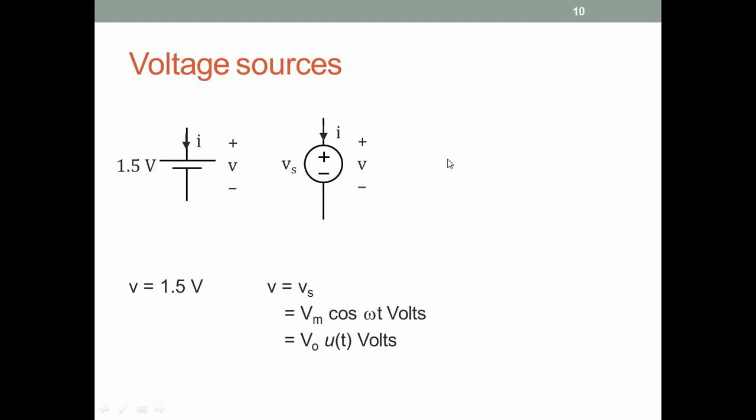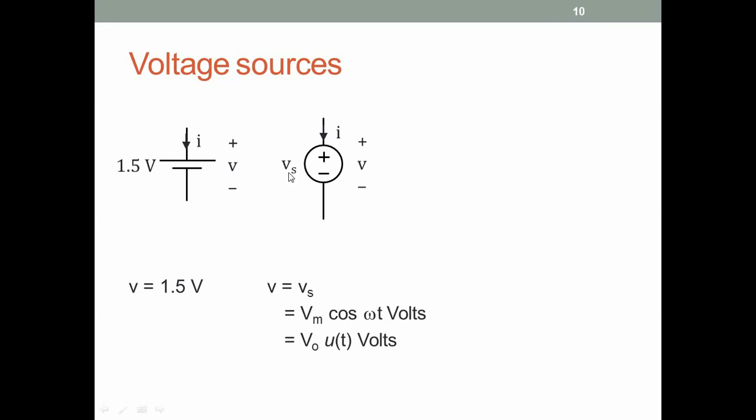We want to look at the IV characteristic of a voltage source. So first of all, these are two symbols. I'm sure you've seen these. This is a symbol for a DC voltage source. Let's say I have a value of 1.5 volts and some current I is flowing through it. And this is a symbol for a generic voltage source, which can be DC, AC, transient, something.